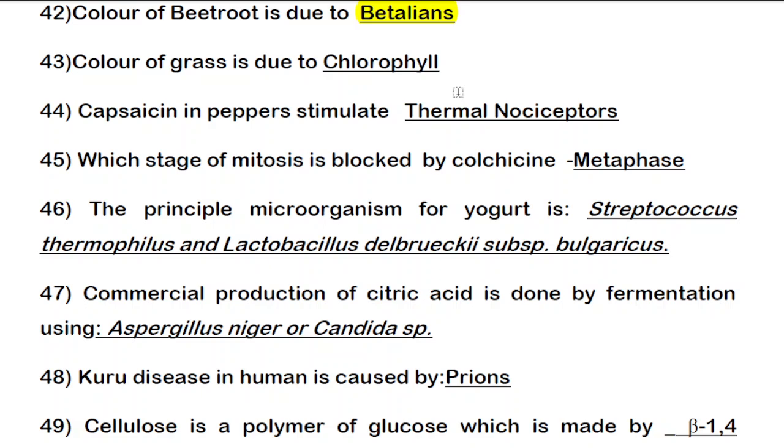44th question is capsaicin, which is present in your bell pepper and all your peppers, which is responsible for the spicy taste of your food. Okay, they will be stimulating thermal nociceptors. Okay, so capsaicin in peppers and your bell peppers will be stimulating this particular thermal receptor.